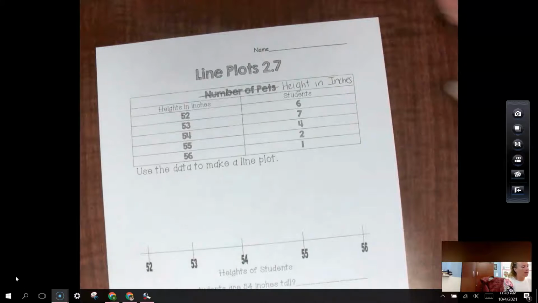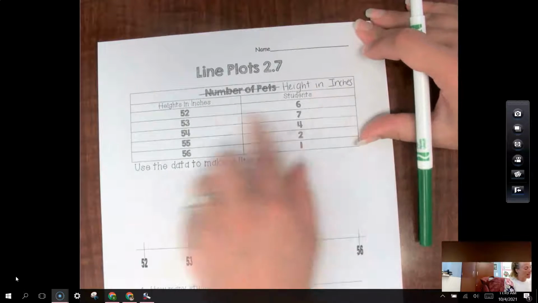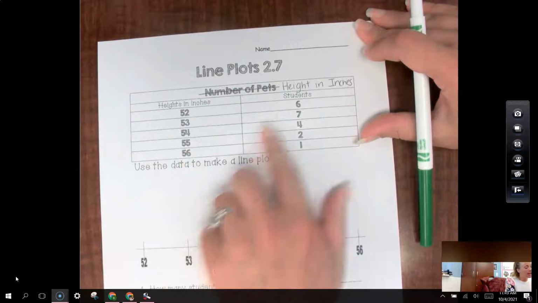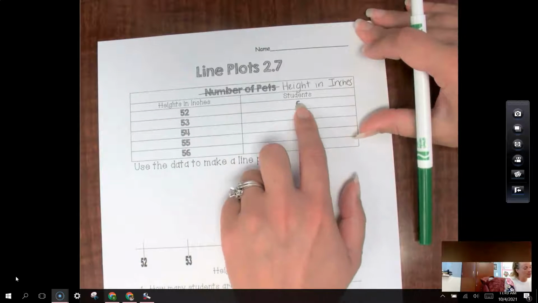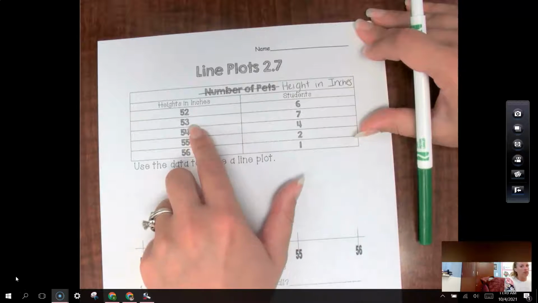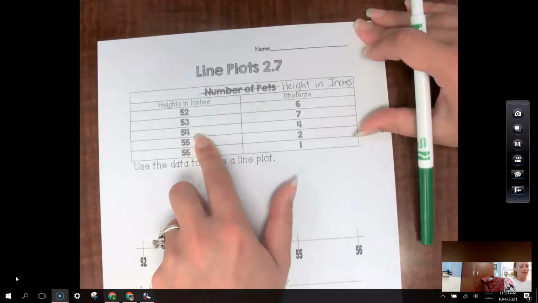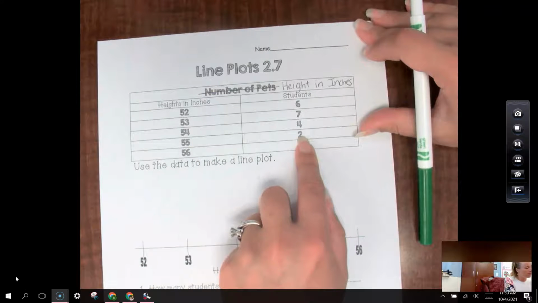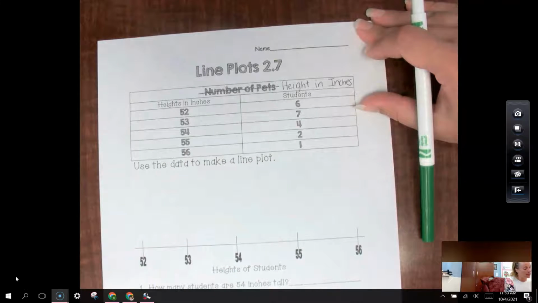Let's look at our line plot. This says height in inches. We have the height in inches, and the students are going to be marked with how tall they are. So 6 students are 52 inches. 7 students are 53 inches. 4 students are 54 inches. 2 students are 55 inches. And 1 student is 56 inches.